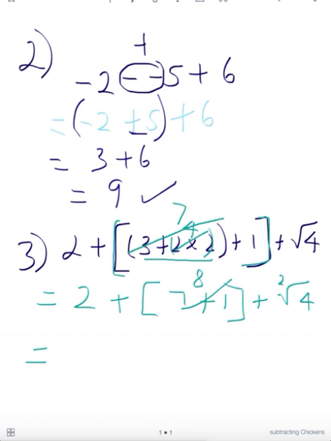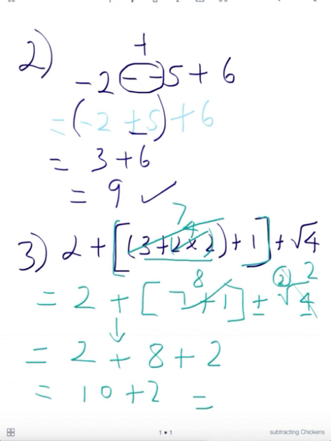So now I'm left with 2, bring the plus down, plus there's an 8, plus the 2. And nice and easy, 2 plus 8 is 10, and then 10 plus 2, I'll squeeze it here, is 12. So you should have had 12 for that one there.